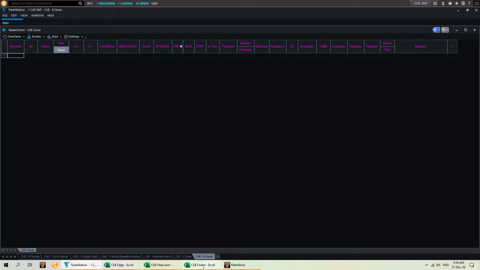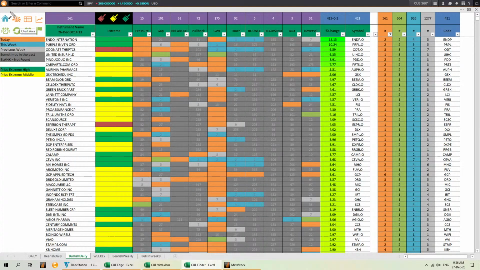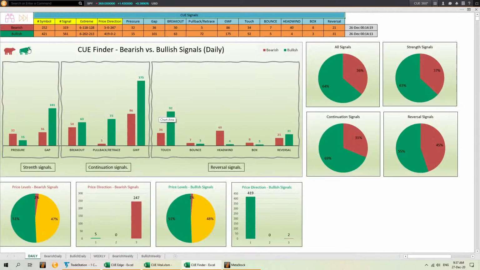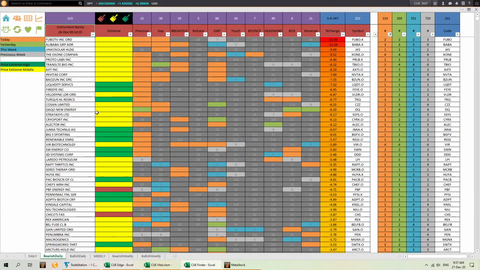That is one difference, that there is no action button like there are in QFinder to integrate tightly with QVital, and from QVital we could go to QEdge. And we don't have the ability to do easy multi-dimensional analysis and look at bearish and bullish signals across thousands of stocks.